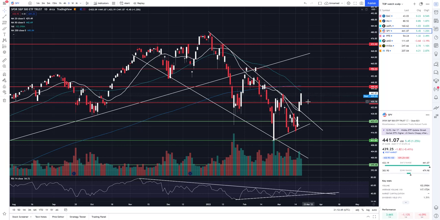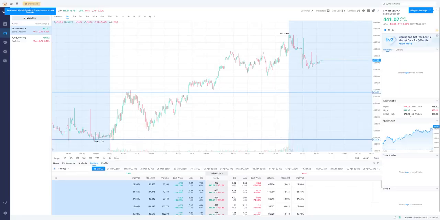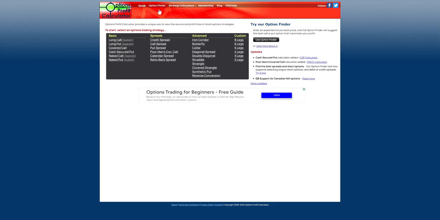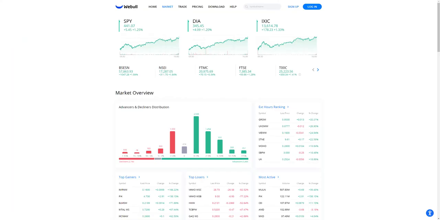There's a couple of websites I'm going to go through later. I'm going to explain a bit, show a couple of contracts here on Webull, and there's also an options profit calculator, which shows what the contract could go to if the price is at a certain level. There's a good website for that.